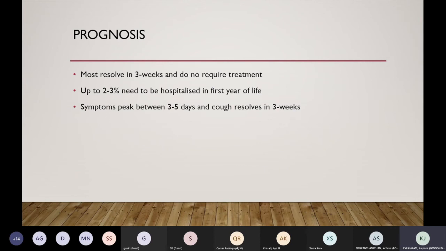Up to 2 to 3% of babies may need hospital admission in the first year of life, and it's highly contagious. So it's very important that if you see a child with bronchiolitis, especially if they're in the age group, you should wash your hands before you see your next child. And as I said, the symptoms usually peak at 3 to 5 days, and the cough usually resolves in 3 weeks. As we know, cough usually takes much longer to go away, even though we might have completely recovered. So that is bronchiolitis.